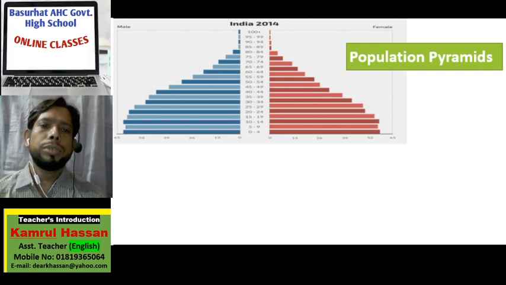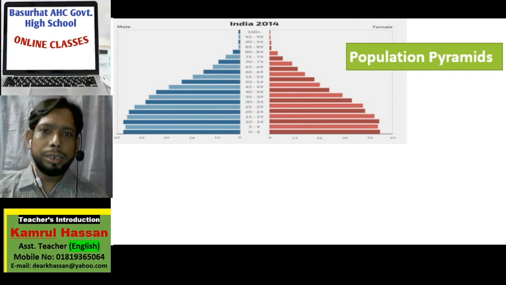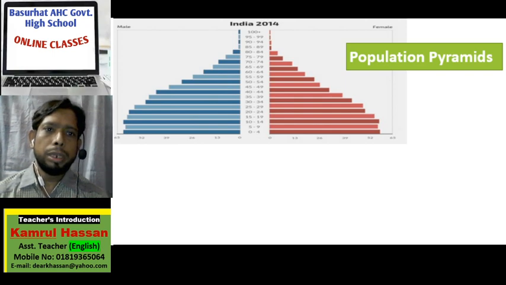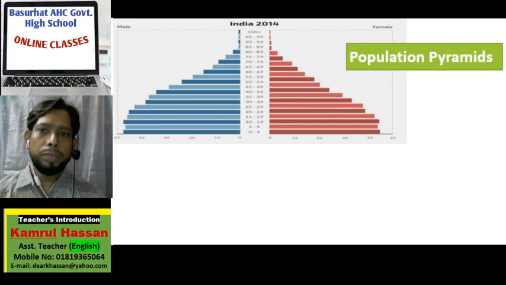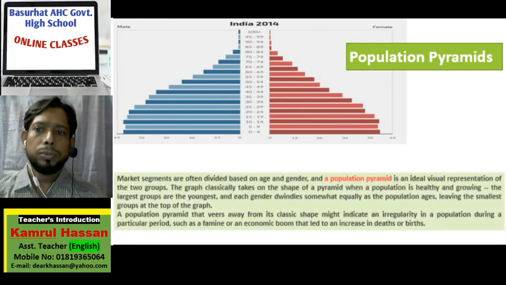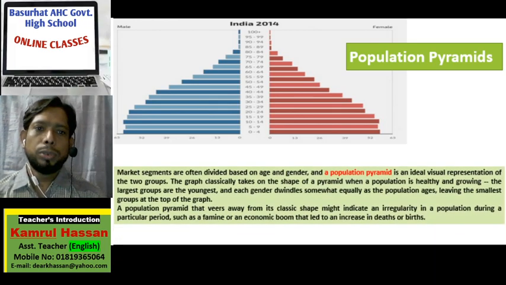Generally, when you want to describe different people according to their gender, according to their ages, according to their professions, we can categorize the people in a pyramid way. That's why this is called a pyramid chart or pyramid graph, and that's why the name of this chart is population pyramids. Here the picture is about the population pyramid. Look, this is the description of population pyramids.